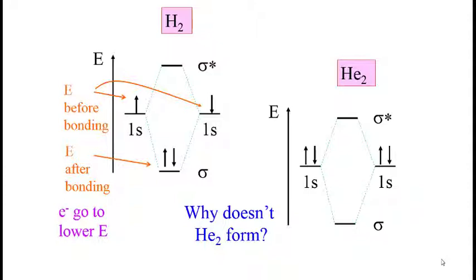As with atomic orbitals, we can only put 2 electrons in a molecular orbital. 2 electrons go down in energy into the bonding orbital, while 2 electrons go up in energy into the antibonding orbital. Notice that there is no net change to the energy of the electrons. He2 doesn't form because it is not at lower energy than the individual atoms.